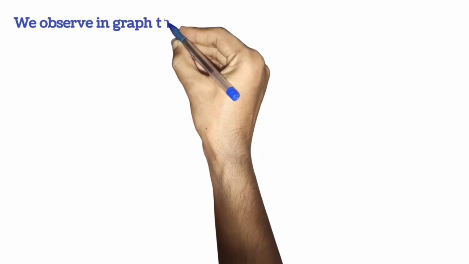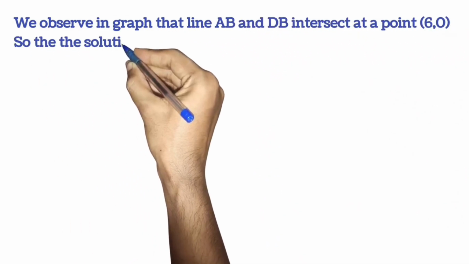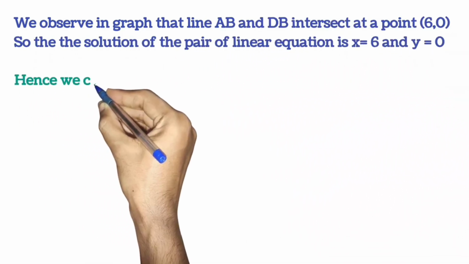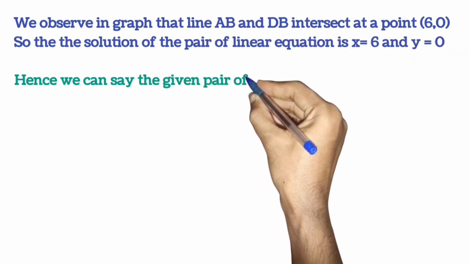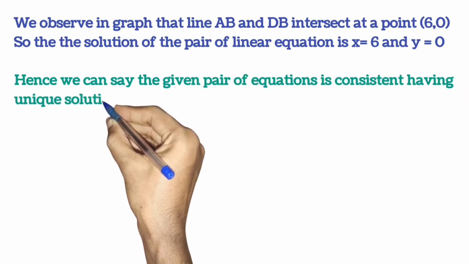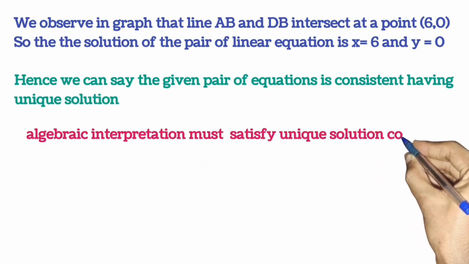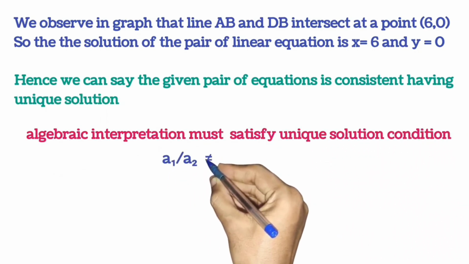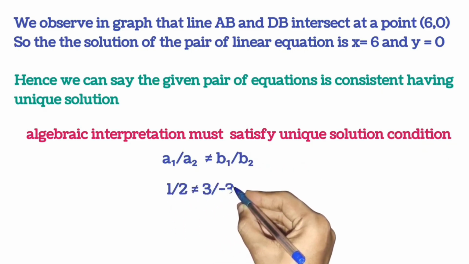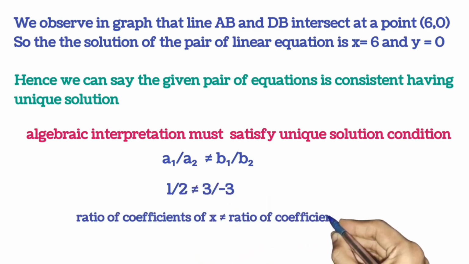We observe in the graph that lines AB and DB intersect at the point (6, 0). So the solution of the pair of linear equations is x equal to 6 and y equal to 0. Hence we can say that the given pair of equations is consistent, having a unique solution. The algebraic interpretation must satisfy the unique solution condition, that is a1 by a2 not equal to b1 by b2. Here a1 by a2 is 1 by 2, not equal to b1 by b2, 3 divided by minus 3. The ratio of coefficients of x is not equal to the ratio of coefficients of y.